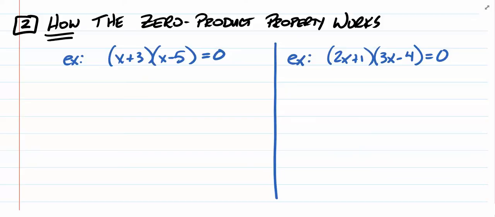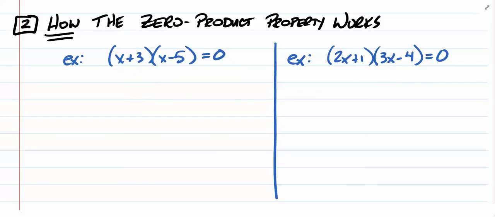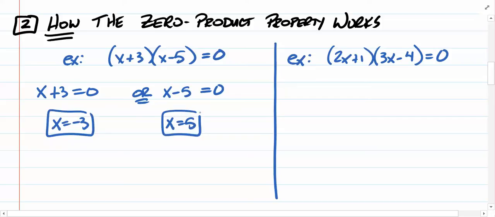Okay, box number 2, let's talk about how the zero product property works. So if we know that 2 numbers multiply together and they equal 0, then we can infer that one of the 2 numbers has to be 0. So this statement right here says that since x plus 3 multiplied by x minus 5 is equal to 0, it must be true that either x plus 3 is going to be 0, or it must be true that x minus 5 is going to be a 0. So therefore, x has to be a negative 3 when we solve for this, or x has to be a 5 when we solve for this one.